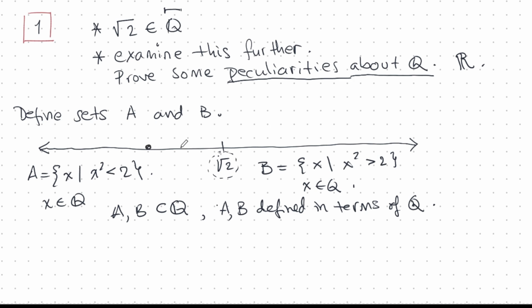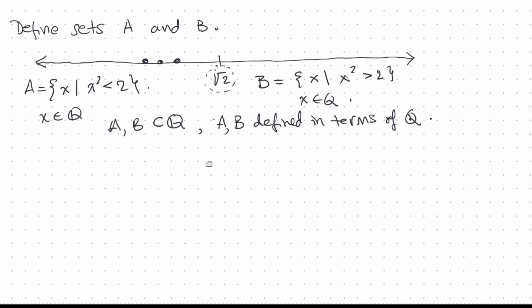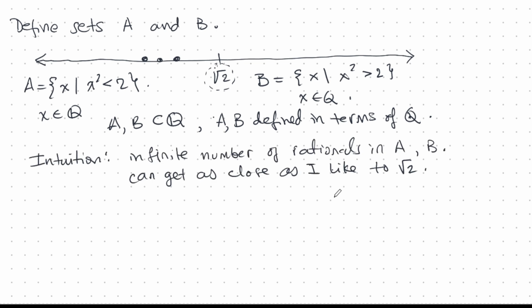If I have two rational numbers here, x1 and x2, let's say, I can always make some rational in the middle. And so intuitively, I feel that there's an infinite number of rationals in A and an infinite number of rationals in B. So let me write down what intuition tells me. I have an infinite number of rationals in A and B. I can guess that. And also, I think, if I have a rational in B and a rational here in A like this, I can probably make one that's closer to root 2. So, intuitively I can say I can get as close as I like to root 2 with rational numbers.